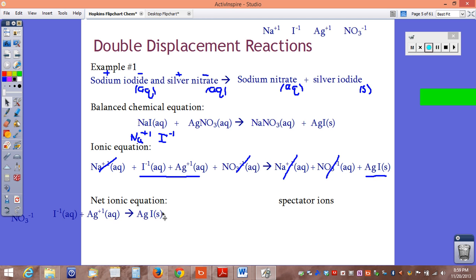So our net ionic equation will be the following. This is the reaction actually taking place. Your spectator ions are the following. Notice the spectators are not written as a balanced chemical equation. They're just listed as independent ions because they're not actually taking part in the balanced chemical equation at all. Let's try another example.